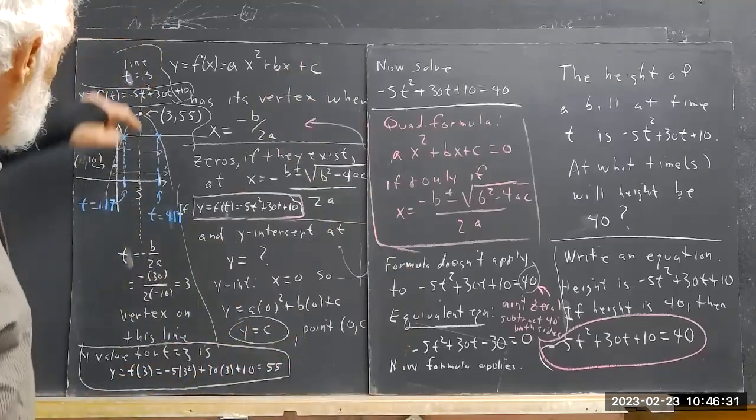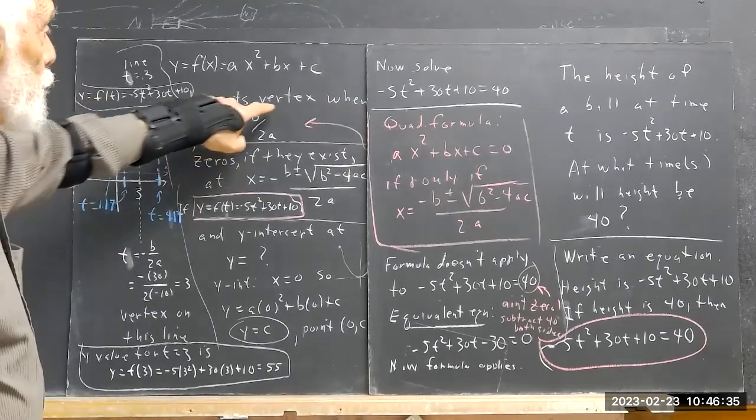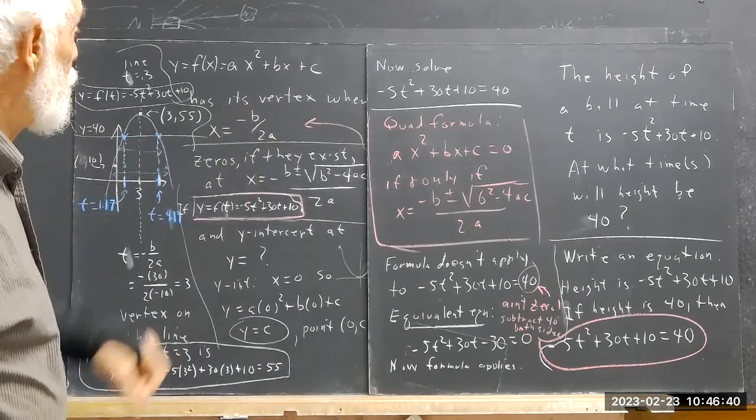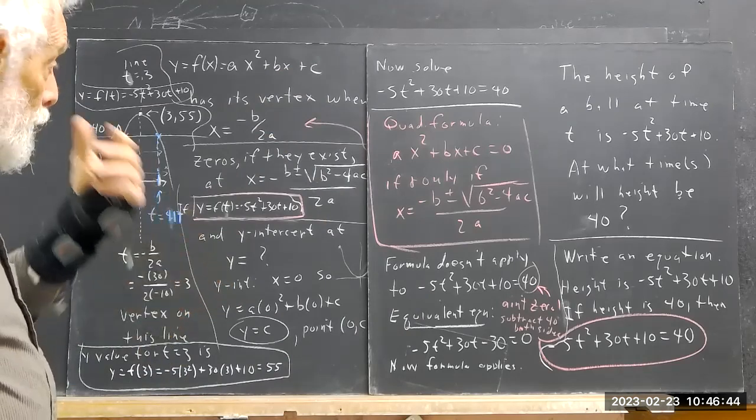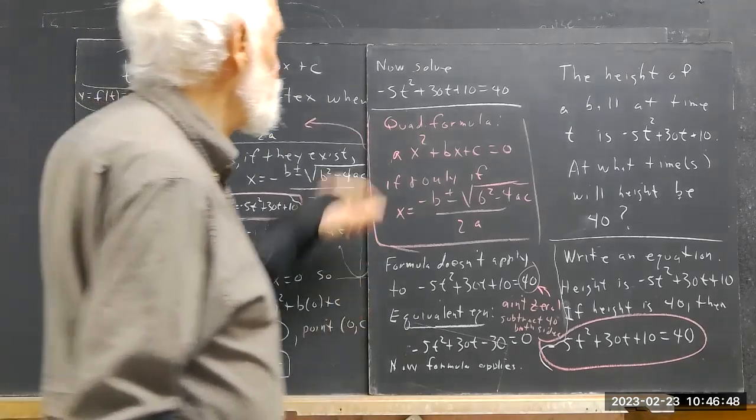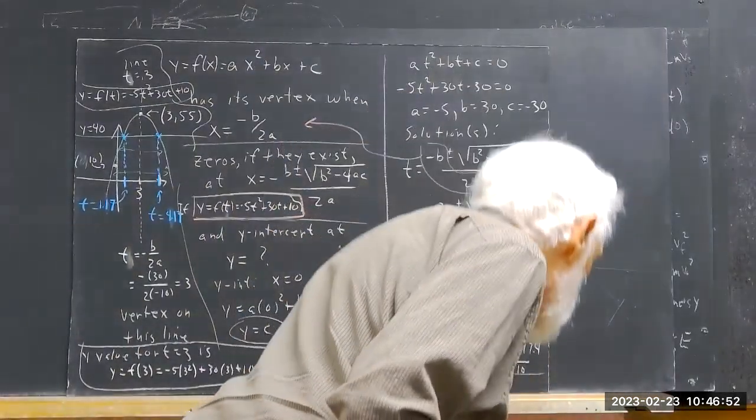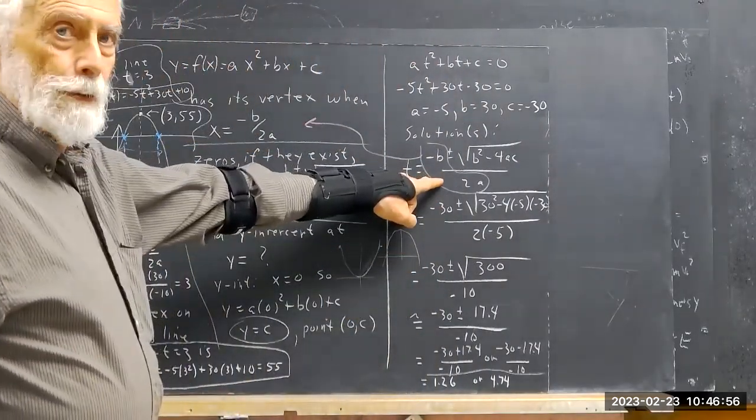The point is that the vertex lies on this line where x equals here. It's the vertex when x equals this. In this case, it's t, because we're using t. The other thing about the vertex is, it comes out of this.